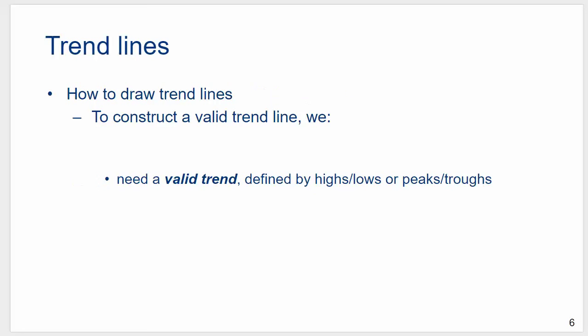Now, to construct a trend line, we actually need a valid trend in place, because after all, a trend line describes a trend, and therefore we must have a valid trend. And we know from the previous lesson that a trend is defined to the upside as a series of higher peaks and higher troughs, or to the downside by a series of lower peaks and lower troughs.